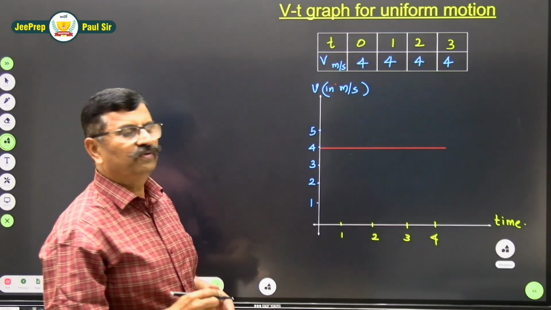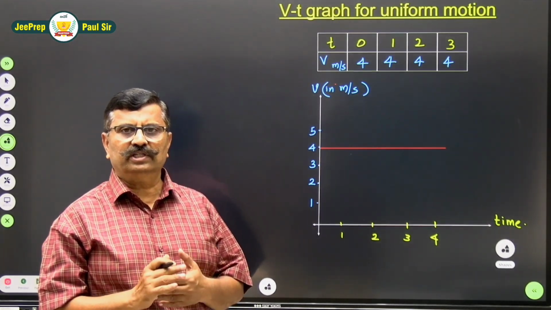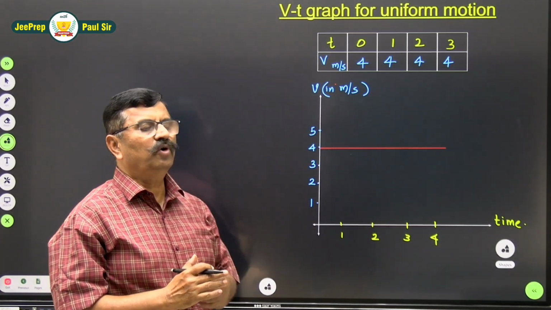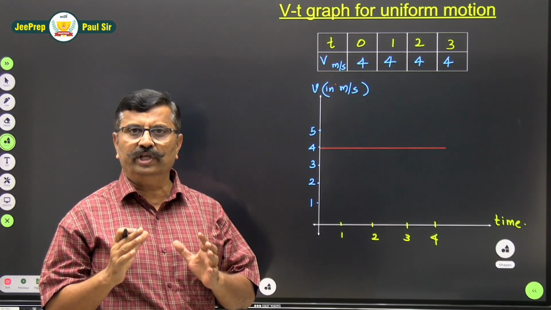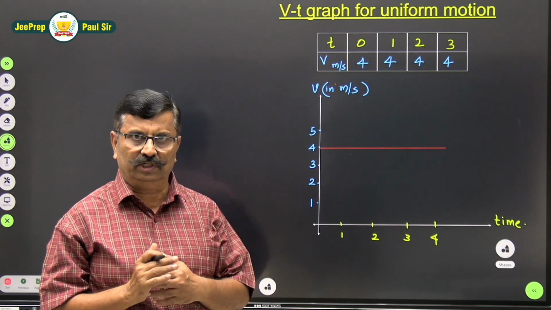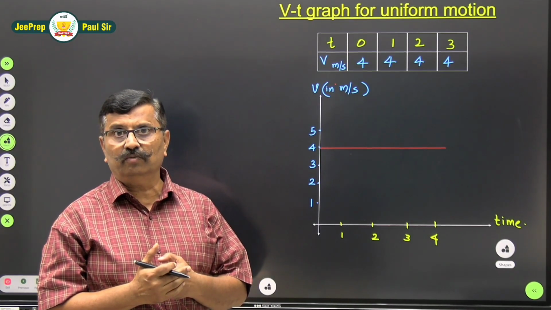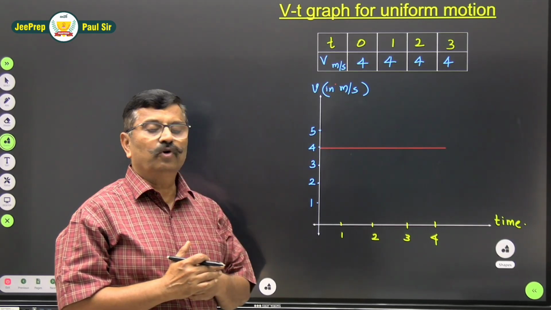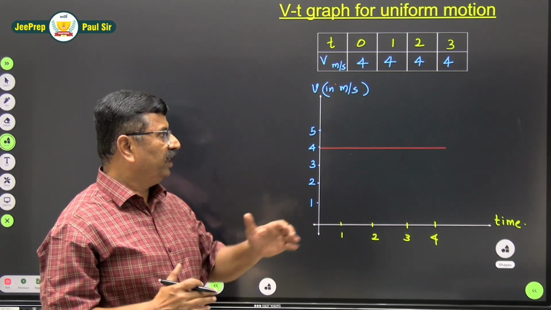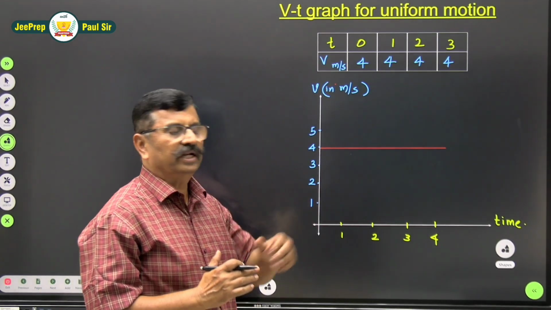So this is the graph of the velocity versus time when the velocity of the body is constant, means the body is in uniform motion. Then what is the distance covered by the body when the velocity is 4 meters per second? That you have to find the area under this line.